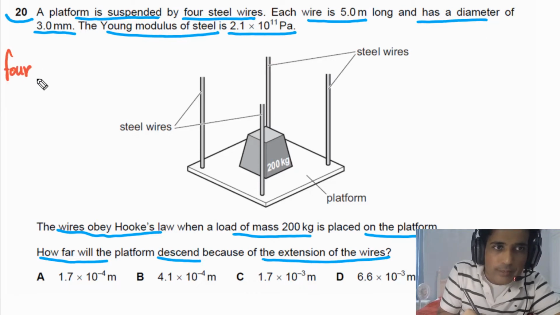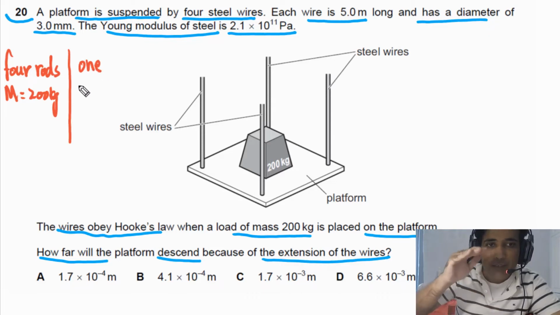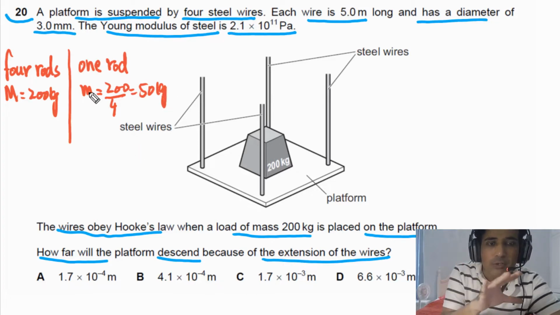One way to answer this problem is to take the 4 rods together. If we take 4 rods together, they are supporting a total mass equal to 200 kilograms. We can also take one rod, because these rods are identical, so the extension in each rod is also the same. So the one rod is supporting 200 by 4 kgs, which is equal to 50 kgs. So we have these two different approaches.